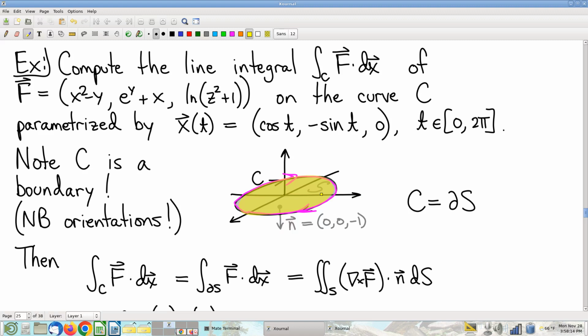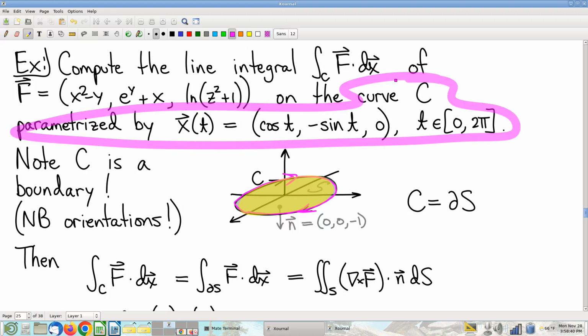But remember, everything's got to be oriented, right? So I need to know what is the orientation on this yellow surface. In particular, what is the orientation on this yellow surface that results in the ant getting confused on the purple curve with the correct orientation, right? So this purple curve is given with an orientation that comes from the parameterization. This implies an orientation specifically in the way that's drawn. Right? So we got to get the orientation of the surface correct.